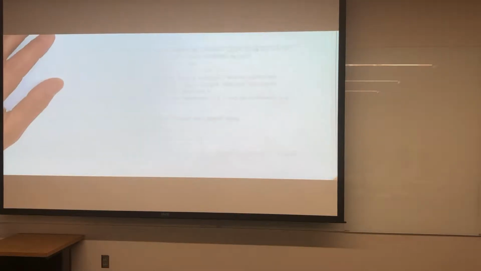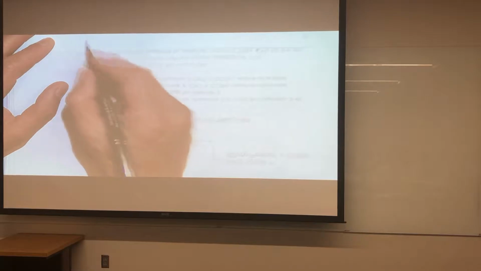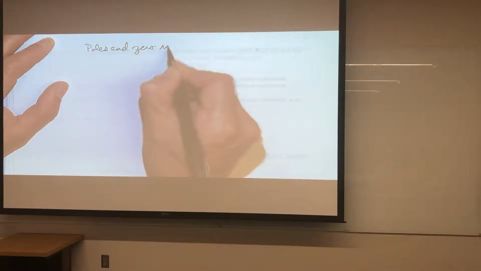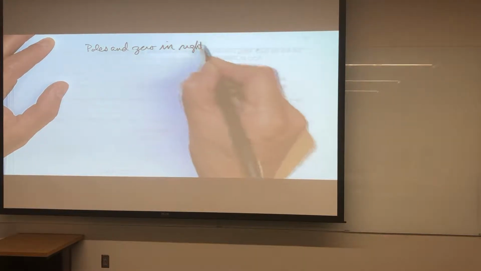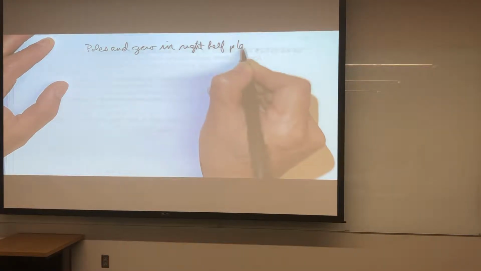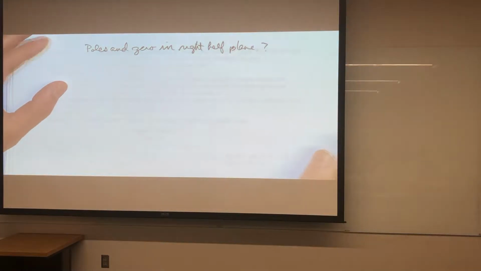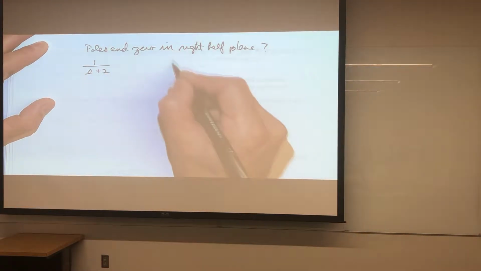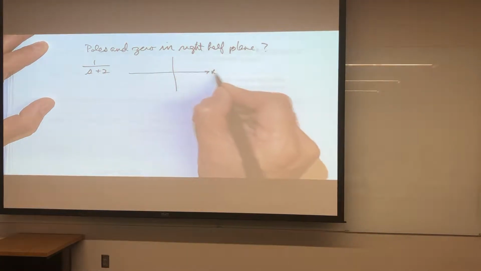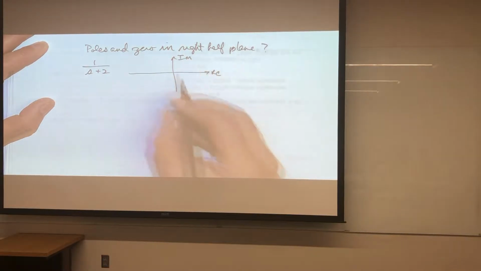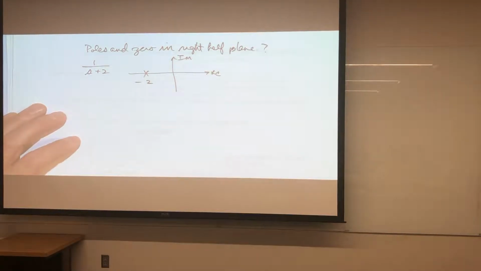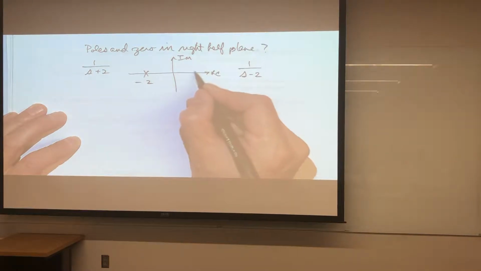Okay, so what do I mean by poles and zeros in the right half plane? What do I mean by that? Okay, let's take a look at 1 over s plus 2. In the complex plane, if this is the real axis and this is the imaginary axis, this is a pole here at minus 2. If I have 1 over s minus 2, this is a pole over here at plus 2.